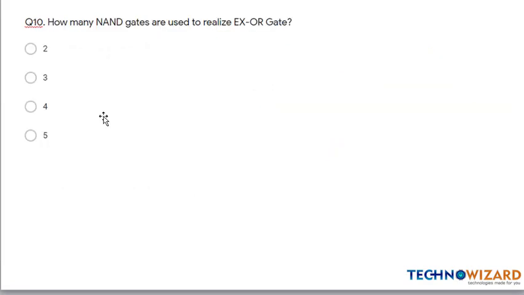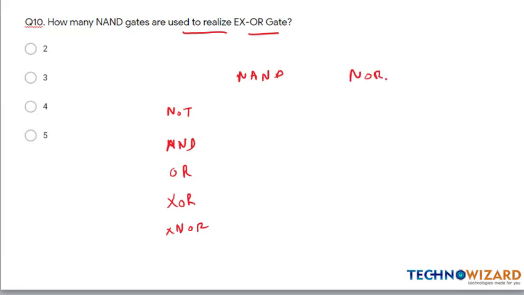Question number 10. How many NAND gates are used to realize an XOR gate? For this type of question, I am making a table for all the gates to realize them by NAND or NOR gates. NOT, AND, OR, XOR, XNOR. This is NAND. This is NOR. 1, 2, 3, 4, 5, 1, 3, 2, 5, 4.